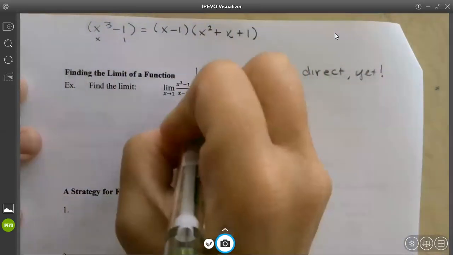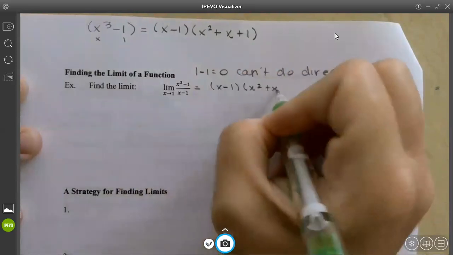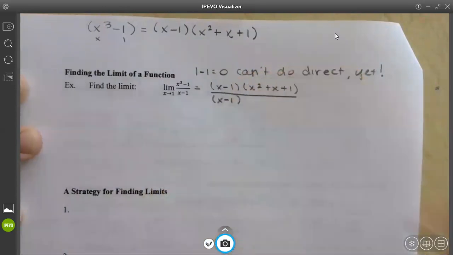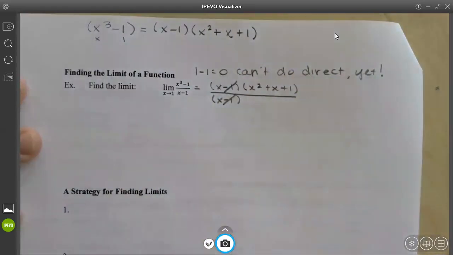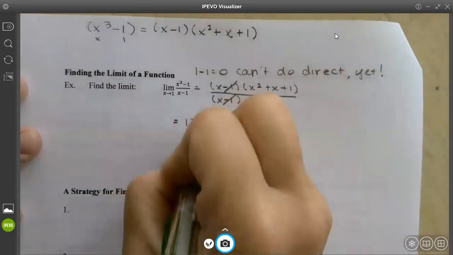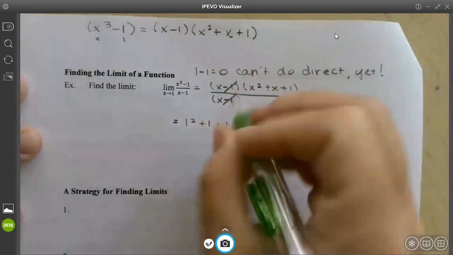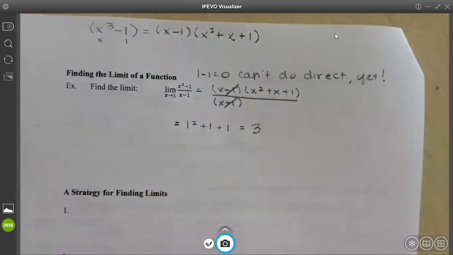So we're going to change the top to x minus 1, x squared plus x plus 1, all over x minus 1. Now we have the same thing on the top and the bottom. So what can we do? And now because we don't have 0 in the denominator, we can do direct substitution. So then we do 1 squared plus 1 plus 1. 1 squared is 1 plus 1 plus 1 is 3. That's it. So you've got to know how to factor, okay?